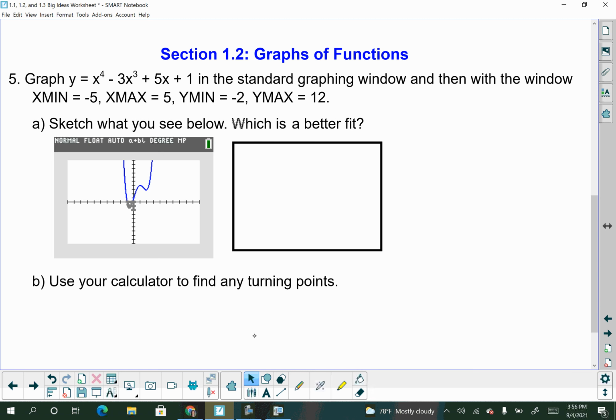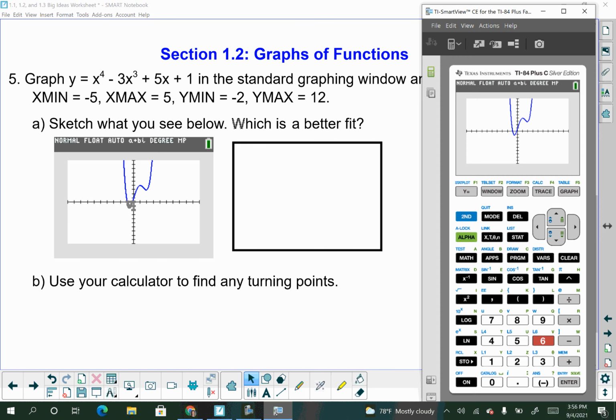All right, so there's our first one. Now we're going to do the same thing. We've already got that equation in there, but we're going to change the graphing window. To change the window, hit Window right next to y equals and use the values that they're listing.